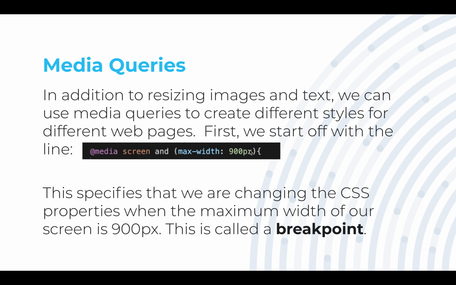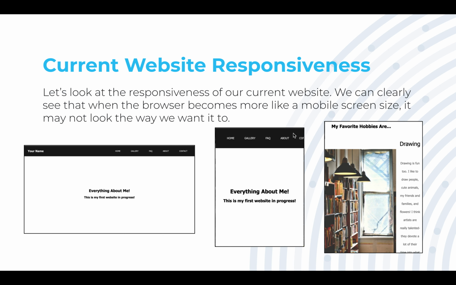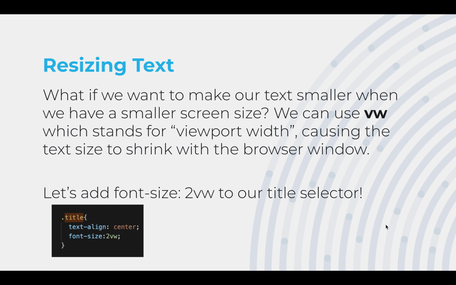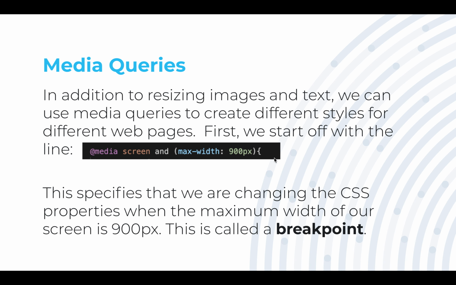But what if we want to have a breakpoint for all the bigger devices, let's say 1200 pixels? Then we would add min-width 1200 pixels for bigger screen sizes. But since this media query is for smaller screen sizes, because we want to change the way our navbar and our hobby section look when the screen is smaller, we're going to use max-width 900 pixels. Whatever you put here really depends on what breakpoints you want to set.